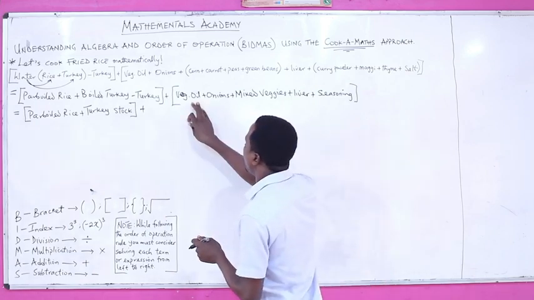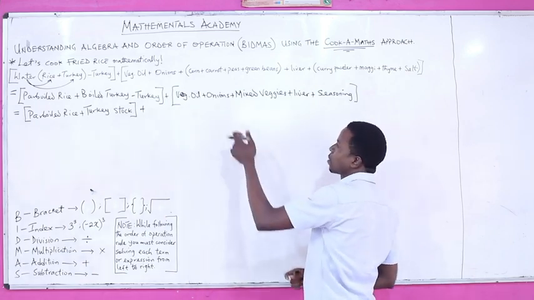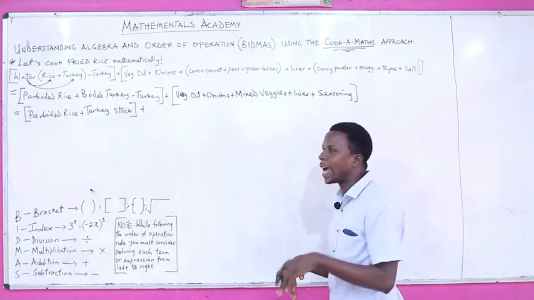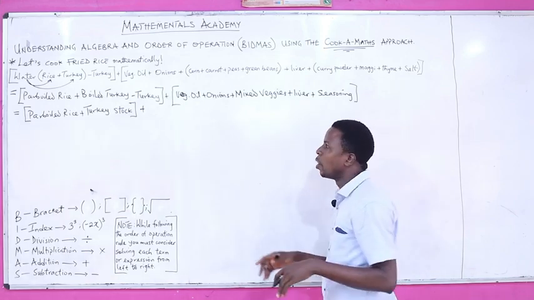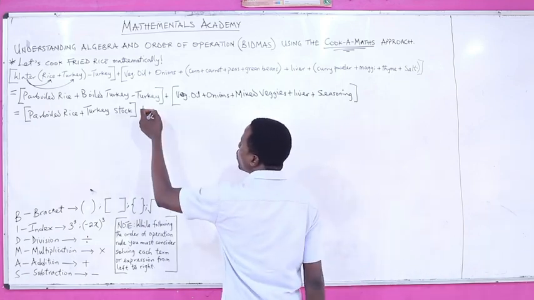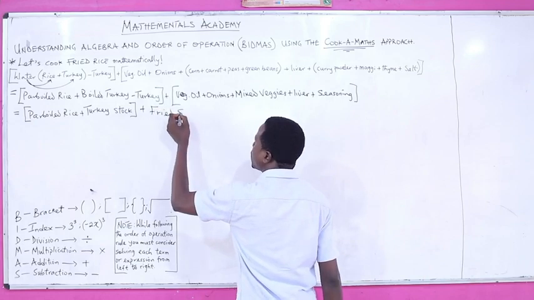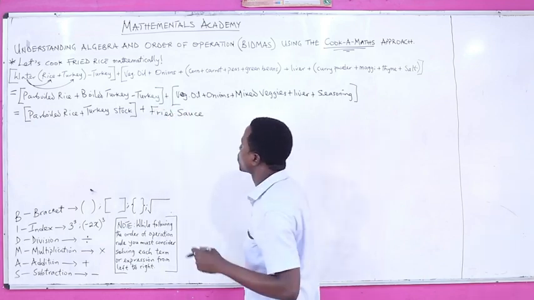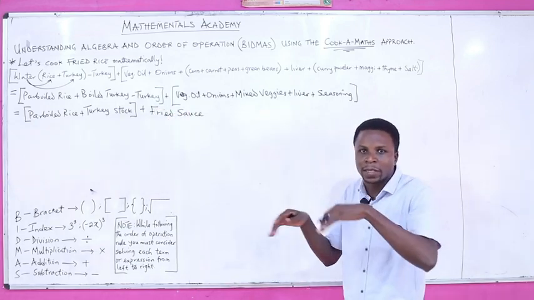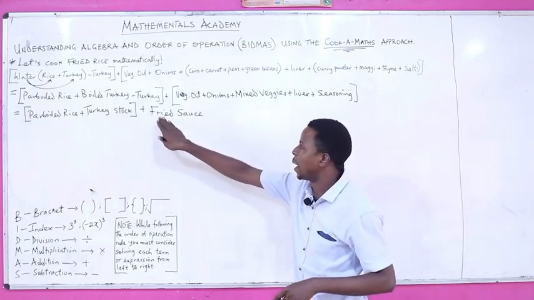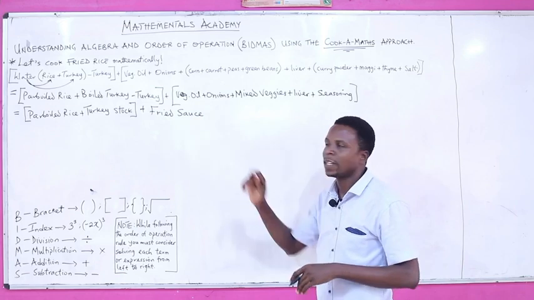So when I put in my vegetable oil, my onions, right, stir it, put my mixed veggies, my liver that is diced, stir it in, and my seasoning, what will I have? I will have what I call fried sauce. So if I add all this together inside my pan, I will have fried sauce.